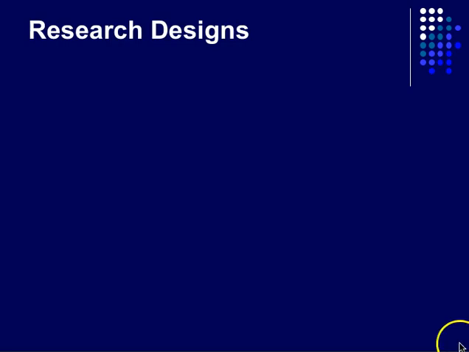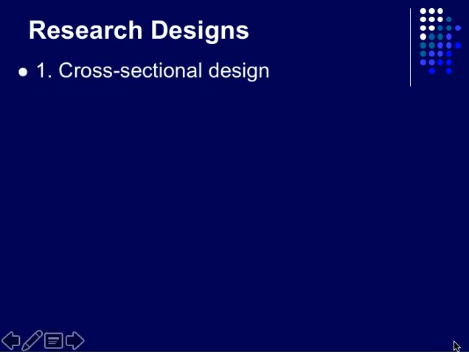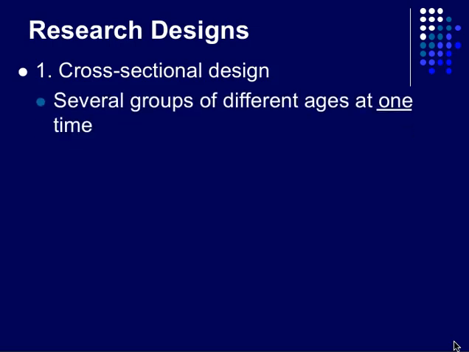The first one we're going to look at is called the cross-sectional design. And the cross-sectional design is just that. It's like you take a little cross-section of a variety of ages and you do whatever it is you're going to do to assess them. So in this case, you're taking several groups of different ages at one time.